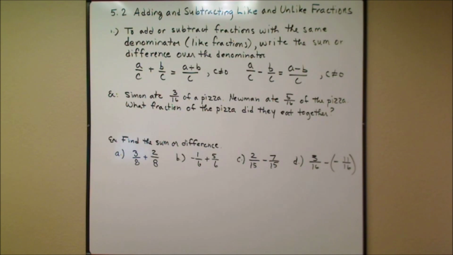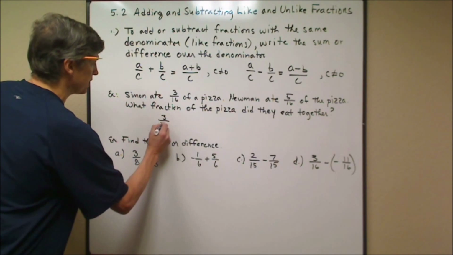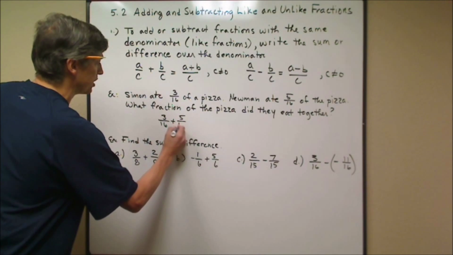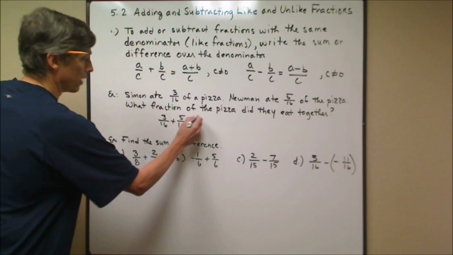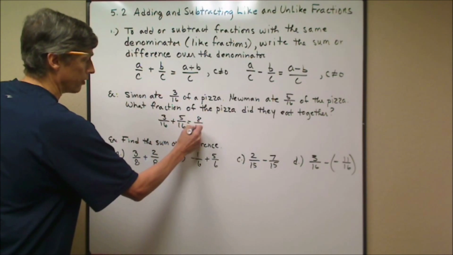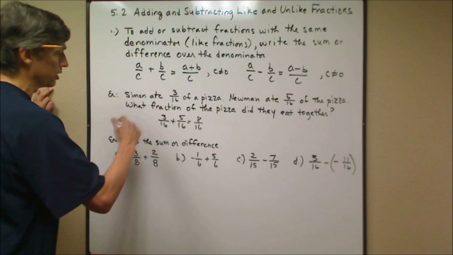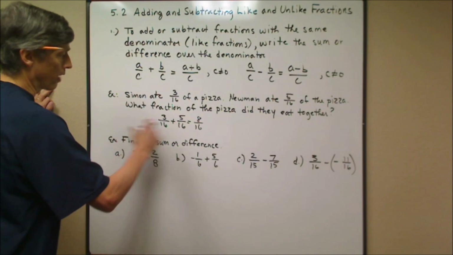Simon ate 3/16 of a pizza, and Newman ate 5/16 of the pizza. What fraction of the pizza did they eat together? Well, the word together would imply addition. So I'm going to add 3/16 and 5/16. You add the numerators, that would be 8. You keep the same denominator. Don't add the denominators. That's going to cause nothing but problems for you here.